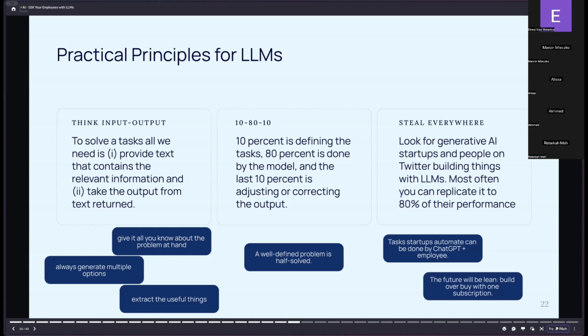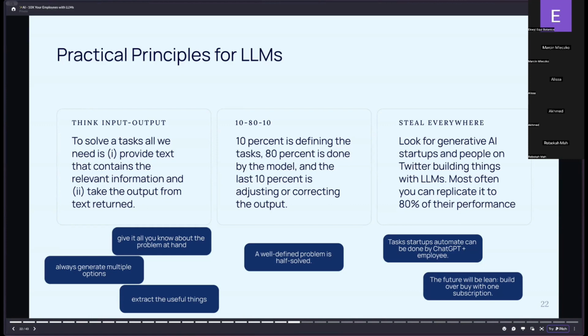Look for generative AI startups, people building on Twitter. Most often what they are building, you can replicate to at least 80% of the performance with just an employee and one good prompt, and that's it.